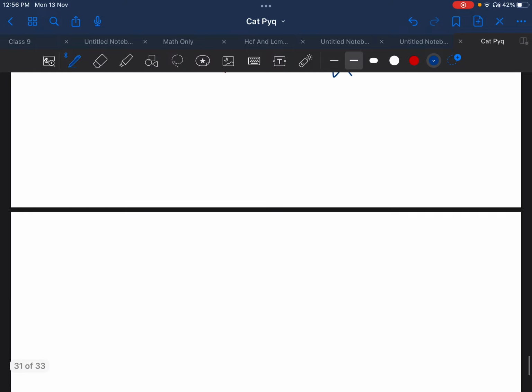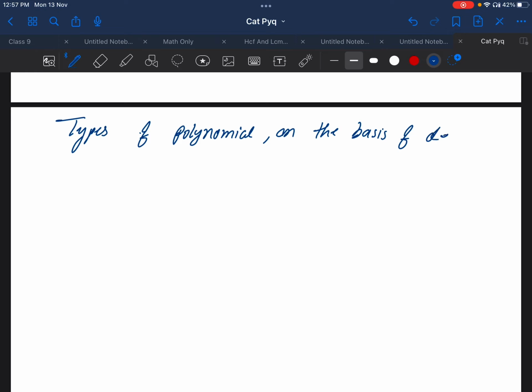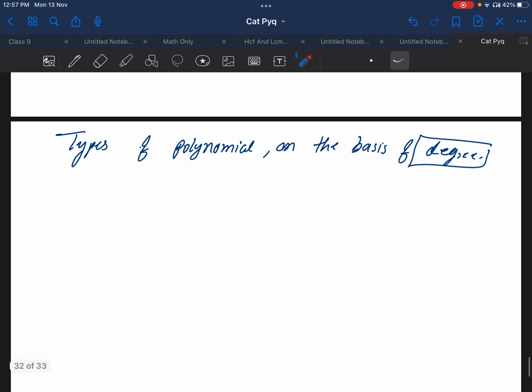Now going to the types of polynomial on the basis of degree. Firstly, we should know about the degree. What is the degree? Degree is the highest power of a variable.